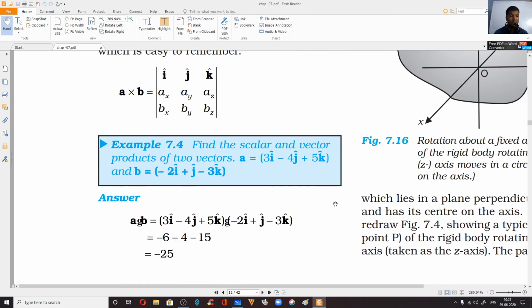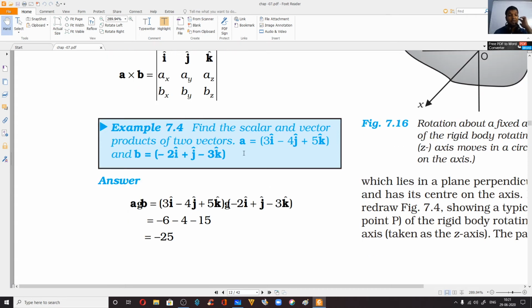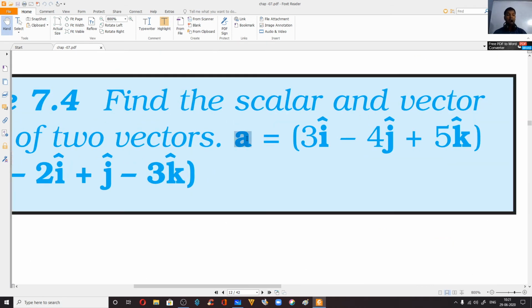Now let us try to take an example. They have given: find the scalar and vector product of two vectors a and b. Remember, in your NCERT book, as I told you, if they print a bold letter, it always tells you that it is a vector.